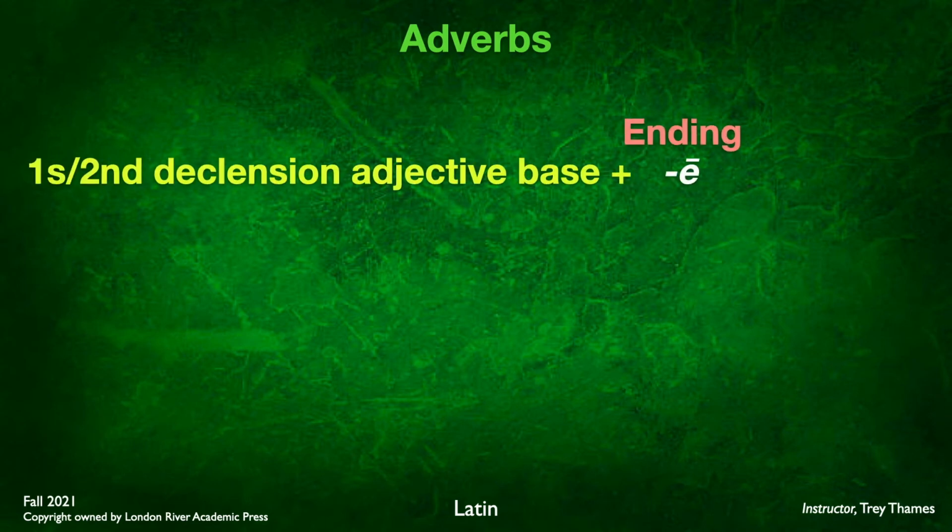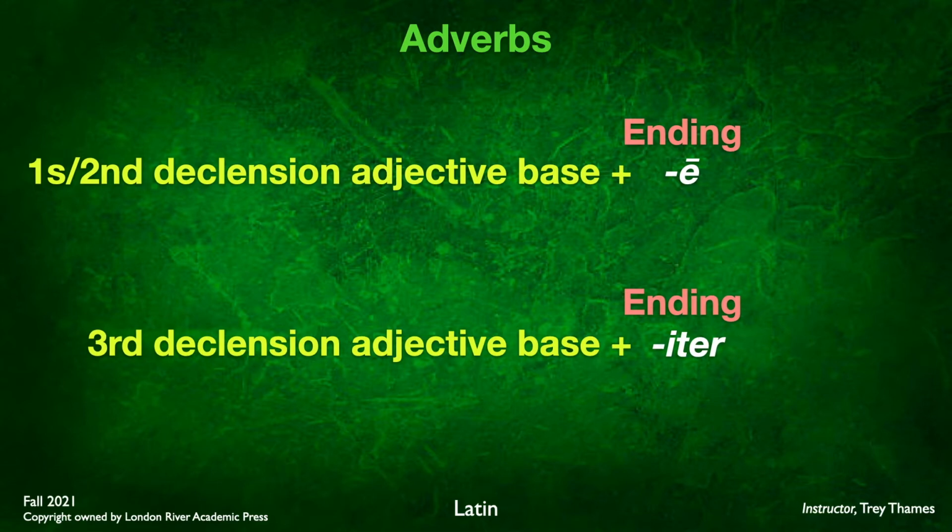All right, so to form an adverb from a first or second declension adjective, you're just going to take the base of that adjective and add an E, a long E specifically. We'll look at examples of these in just a minute. So that's pretty simple, base plus ending.